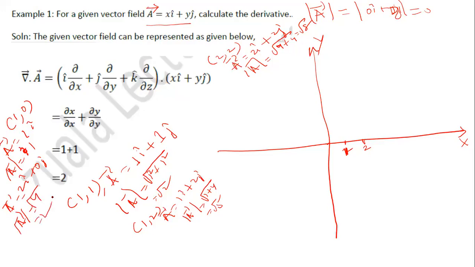So what I'm trying to convince you of here is that as you move away from the origin, the vector magnitude will increase. Along this line, the direction is only along the i direction. See, the j component is 0. There is only a component along i. So along this direction there will be a vector along this only.